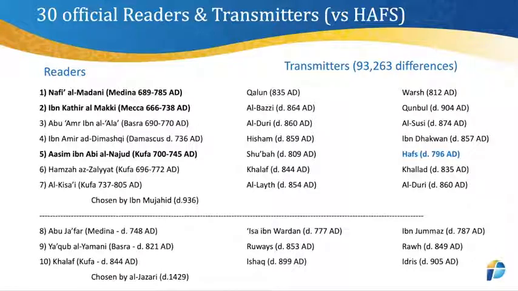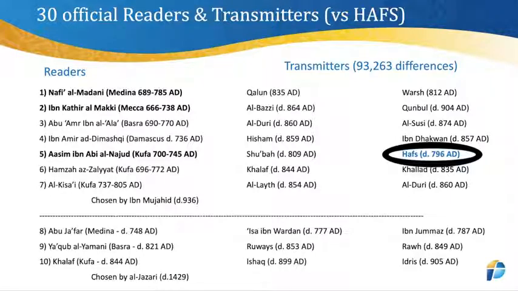Then on the right side, you'll see 2 columns. Can you see that? Those are the transmitters. These are those who have been chosen much later. We don't know exactly when they were chosen, but obviously after the 10 were chosen, and the 10 were finalized by al-Jazari in 1429. So sometime after 1429, these 22 columns were chosen, 2 from each of the main readers on the left. That's why you have 2 columns on the right. And of course we want to highlight Hafs. Hafs is the one that we're using today.